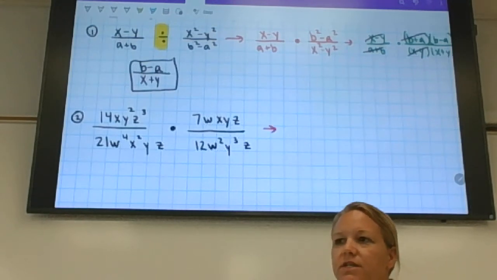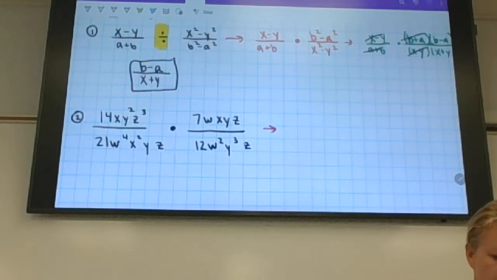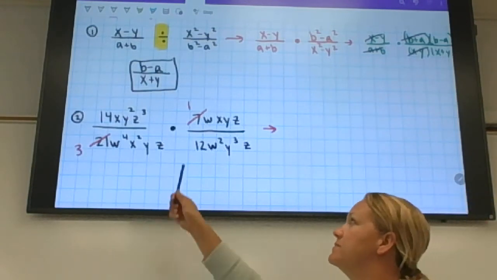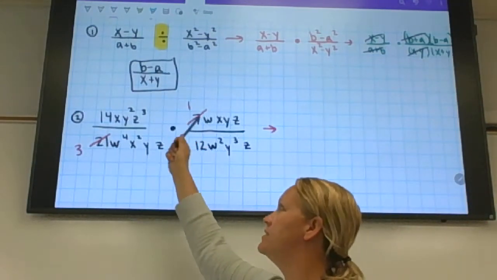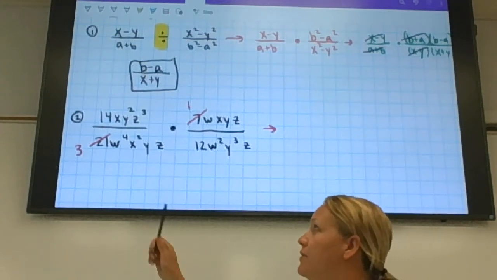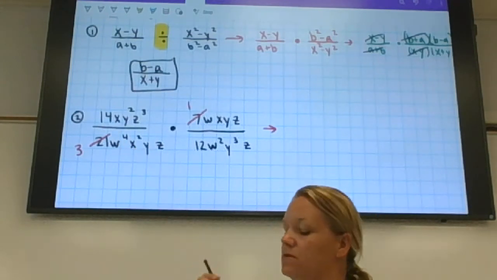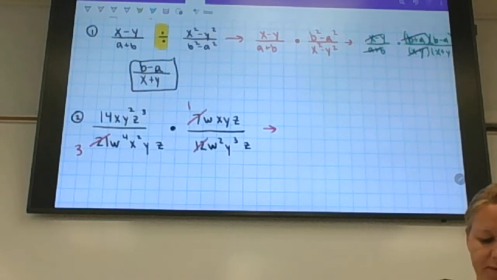I'm going to reduce these numbers here. 7 goes into 7 once and 21 3 times. These are both divisible by 7, so I did it. Now 14 and 12 are both divisible by 2, so I'll reduce those as well.